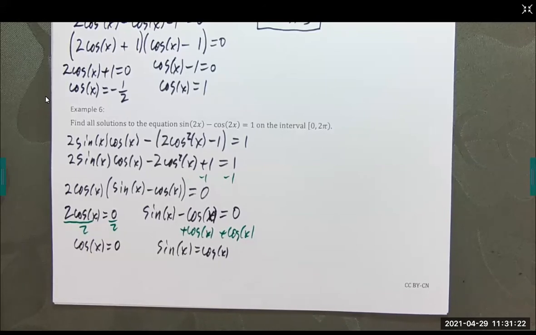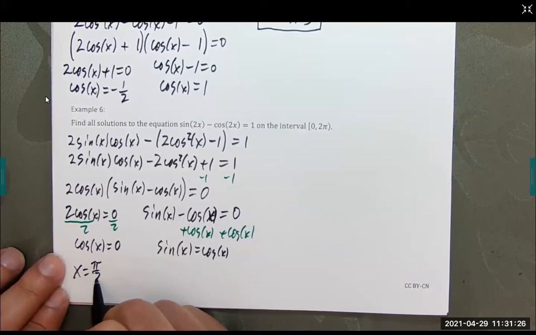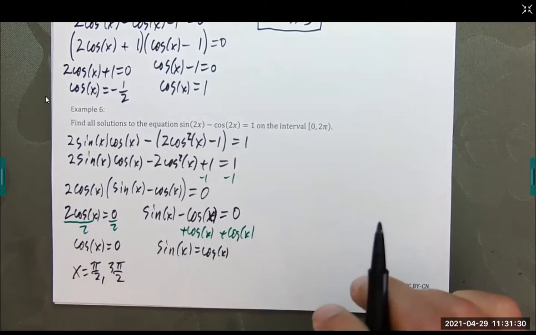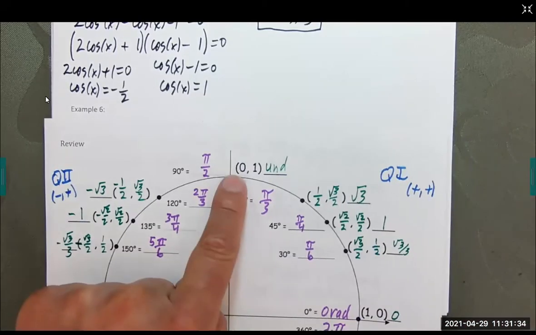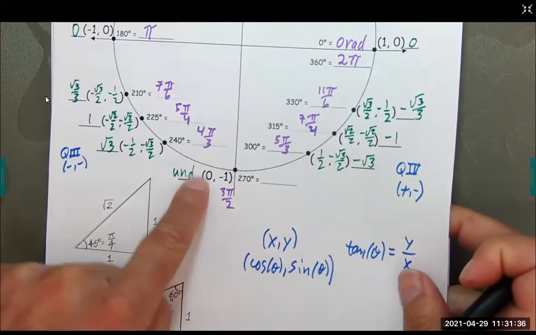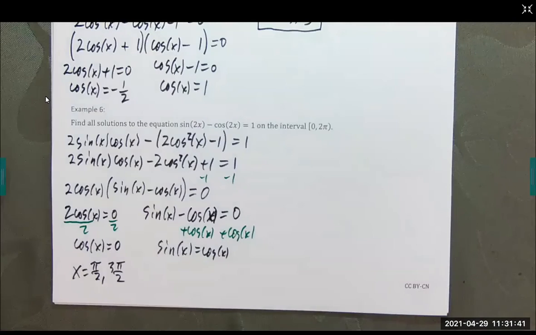When is cosine equal to 0? We have 2 places for that. We have pi over 2 and 3 pi over 2. Let me show you on the unit circle. When is the x coordinate 0? There and down here. That's pi over 2 and 3 pi over 2.